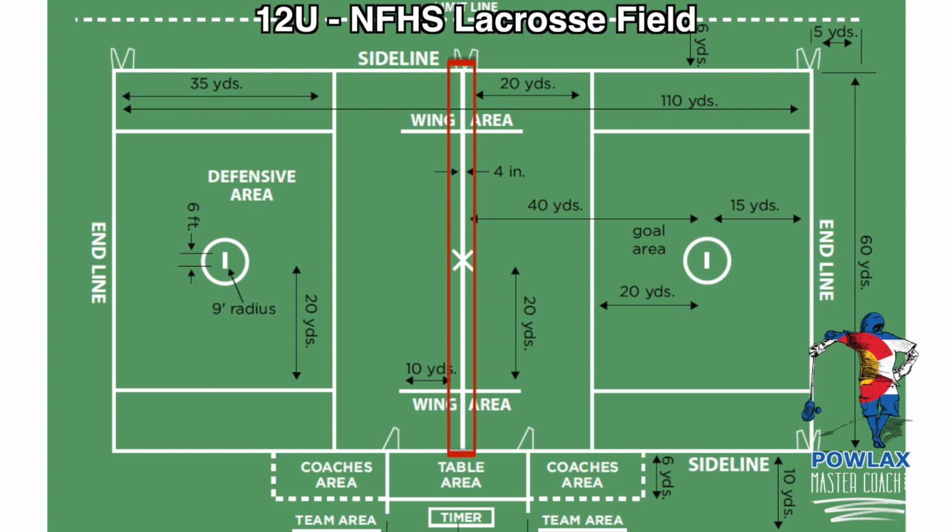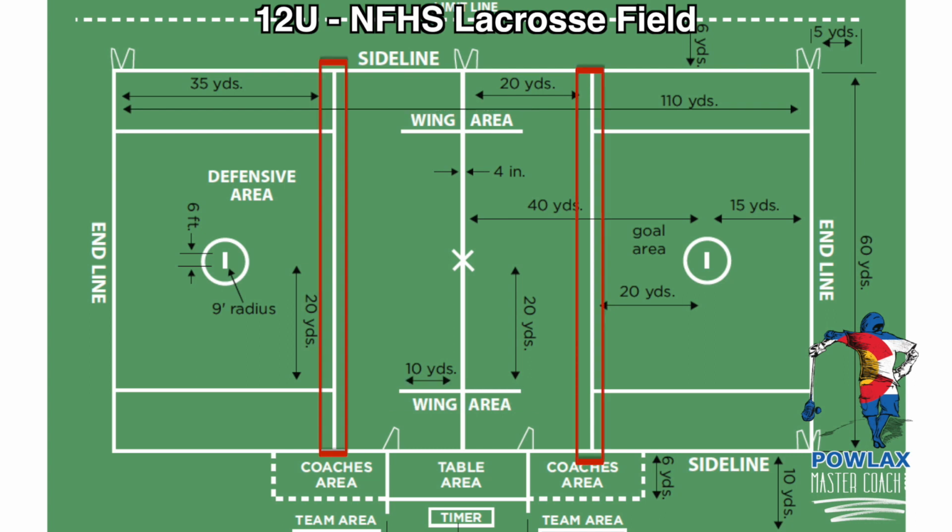The midline divides the field in half and has 2 elements. First, in the center of the midline, there will be a 4-inch X, square, or circle called the Faceoff X. Second, 20 yards towards each sideline from the Faceoff X will be a 20-yard wing line that will straddle the midline. Next are the restraining lines.